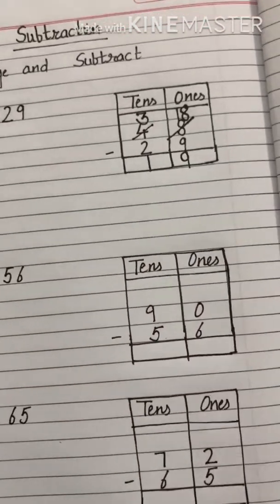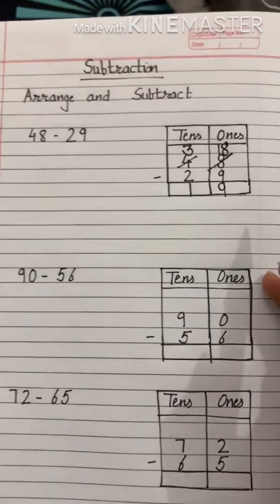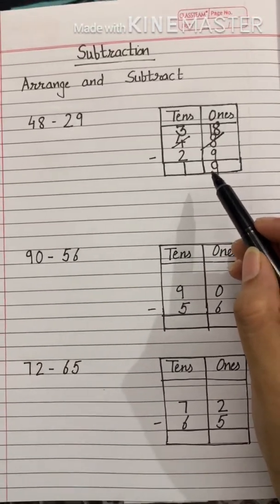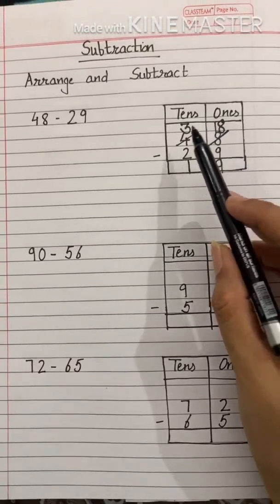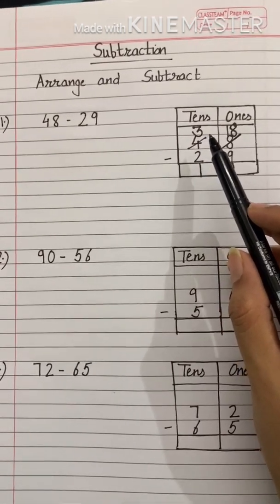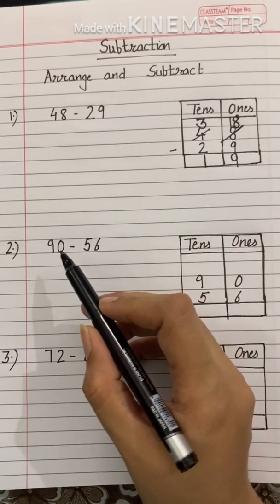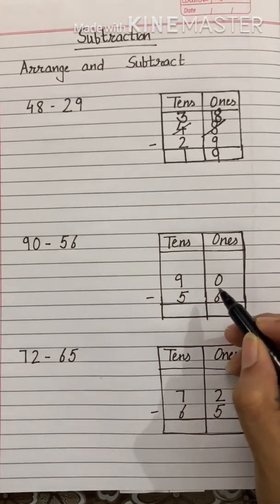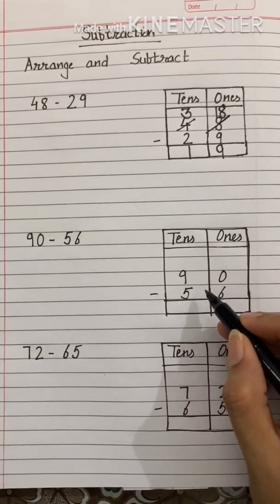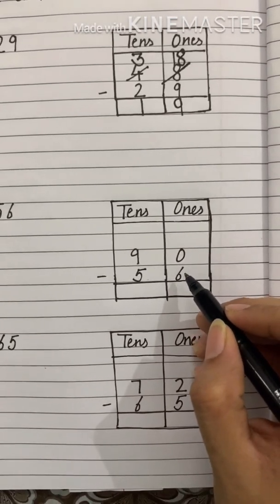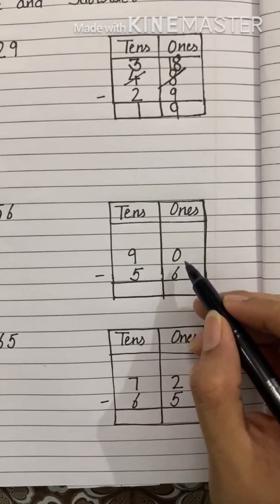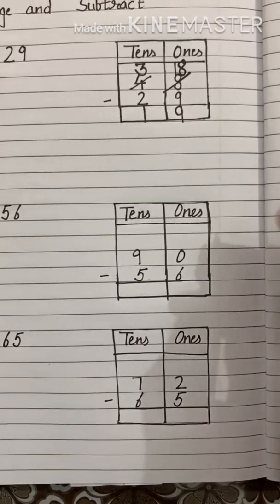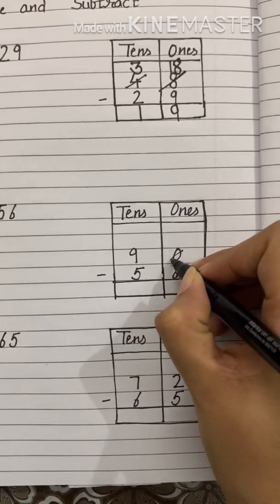This is the way of subtracting numbers, by arranging them in columns first, and then borrowing the number from the other one. Okay. Let's do the next one. 90 minus 56. I have written 90 first and then 56. As you can see, 6 is greater than 0. We cannot subtract 6 from 0. So again we need to borrow.